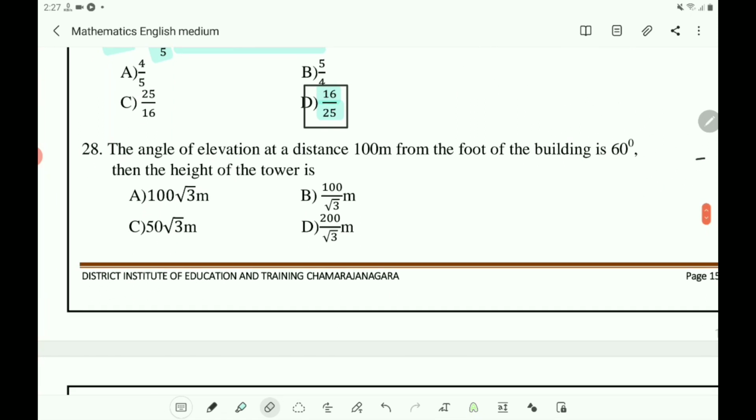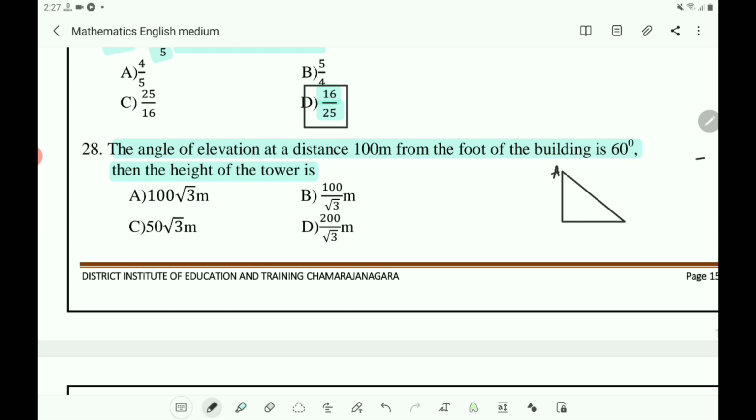Question number 28. The angle of elevation at a distance of 100 meters from the foot of the building is 60 degrees. Then the height of the tower is. Let us have the rough sketch here. Here what is given? Angle of elevation at a distance of 100 meters.